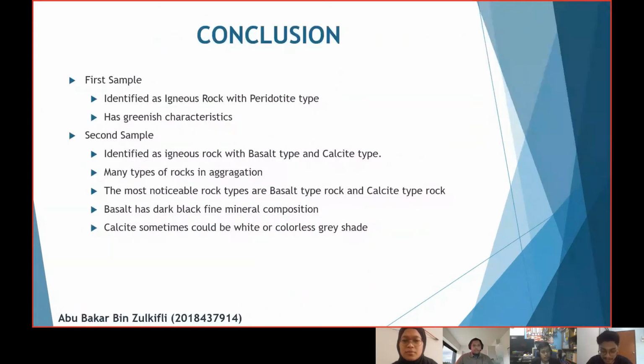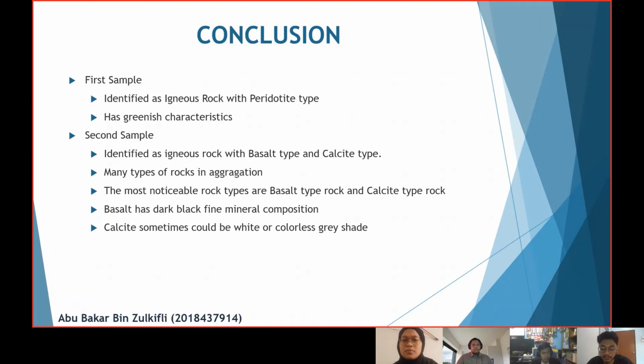We conclude that this experiment is a success since our objectives for this experiment have been fulfilled. We were tasked to identify the types of rocks, to make the samples into thin sections, and to use petrography to identify and analyze the type of rock. And we successfully analyzed that the first sample and the second sample have been categorized as igneous rock.